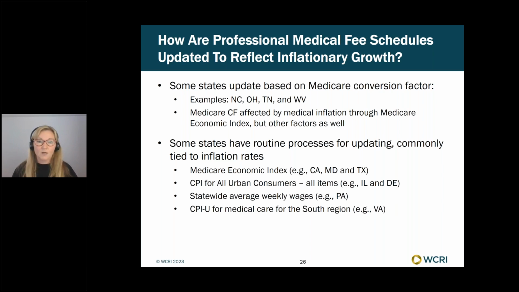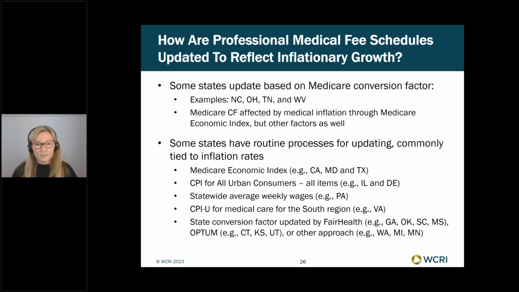Other options are CPI for all items, used by Illinois and Delaware, and also statewide average weekly wages, or changes in them, used by Pennsylvania. Another available measure is changes in the CPI-U for medical care. Virginia uses that approach. And in a number of states, states update their state-specific conversion factor. In some cases, they rely on Fair Health, sometimes Optum for that update, or they use other approaches.